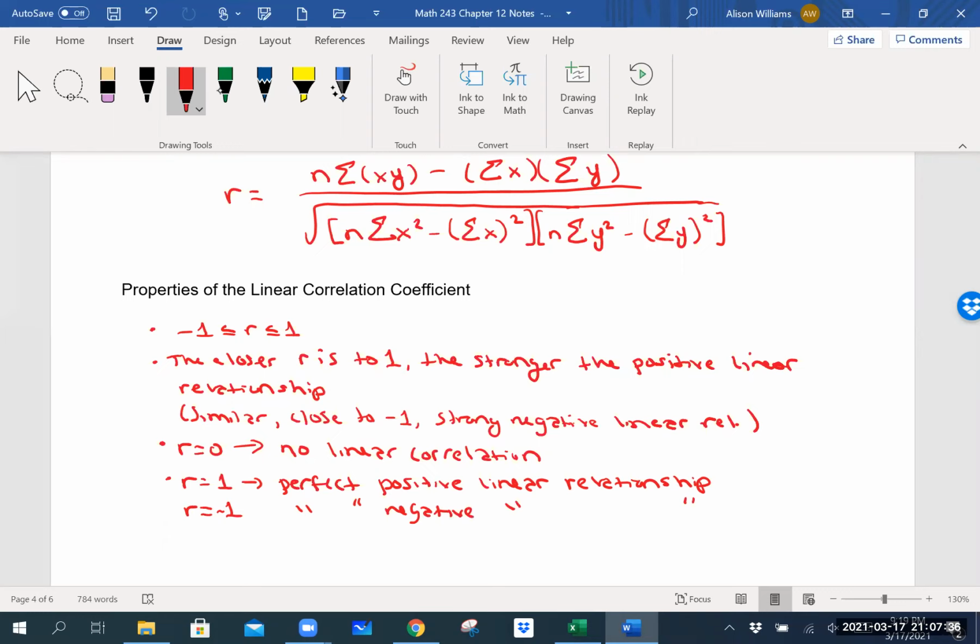Okay. And as I mentioned, when it's positive, it tells us a positive relationship. When it's negative, it's a negative relationship. And I'm indicating the direction with which the data goes, whether it's increasing like that or decreasing like this. Okay.